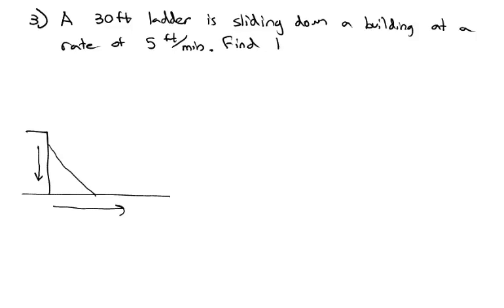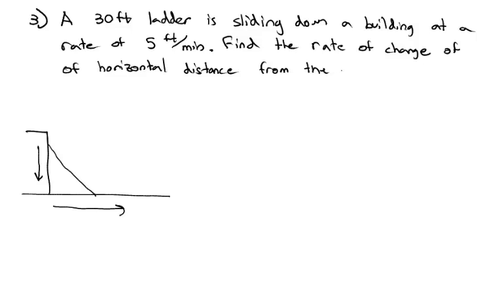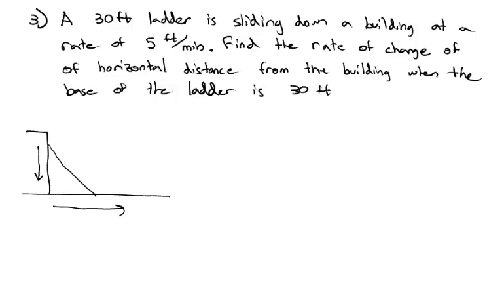What we want to know is we want to find the rate of change of the horizontal distance from the building when the base of the ladder is 30 feet from the building. So, I'm sorry, I said a 30-foot ladder, 30 feet from the building. It's on the ground. Let's change the height of the ladder. Let's make the ladder 50 feet. It's got to be bigger.